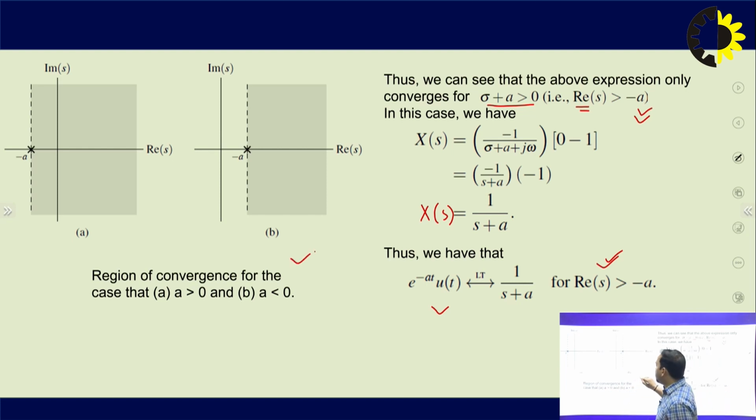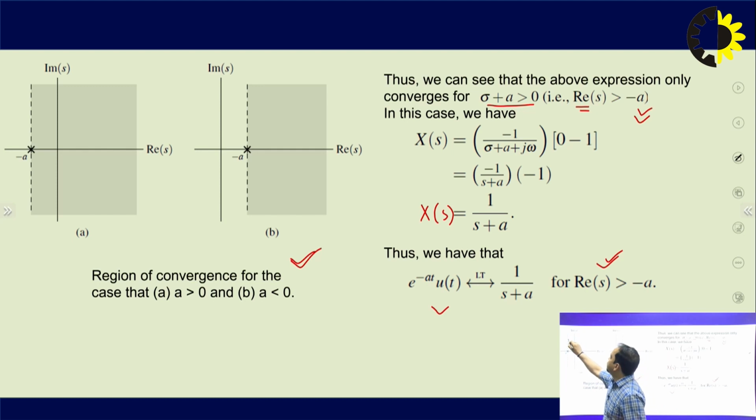So region of convergence, later on we will see the definition also. Region of convergence is basically the region of the real part of s for which the Laplace transform of any signal x(t) converges. So we have basically the condition: real part of s greater than minus a.